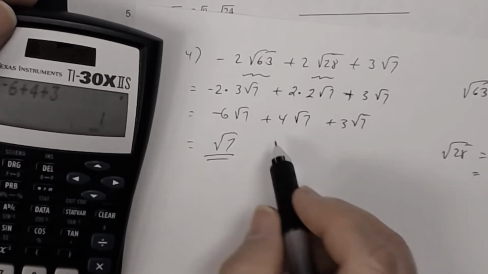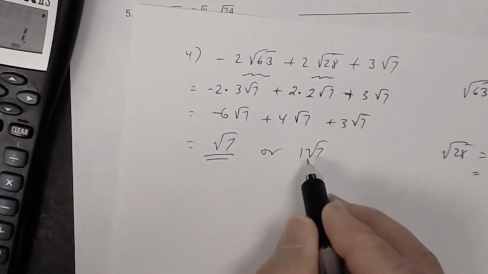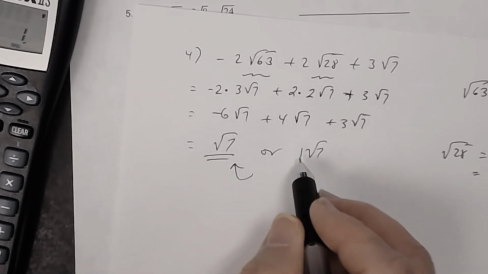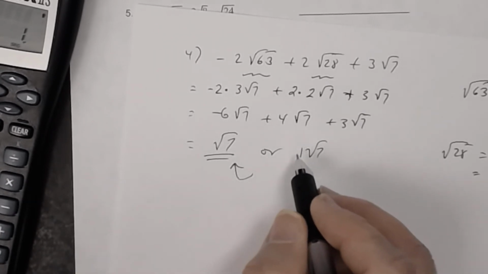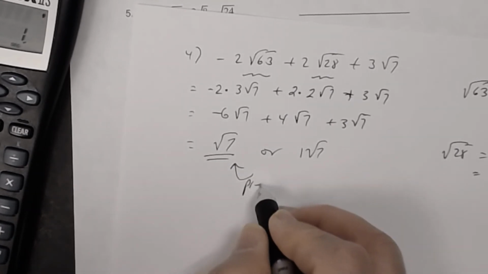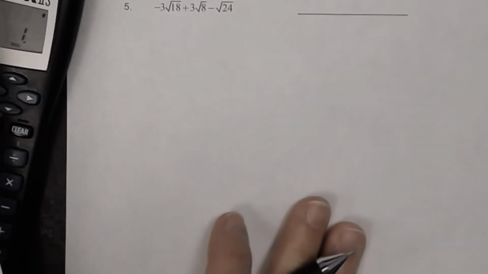Okay? Now, some of you are going to write it like this. We prefer this, all right? So don't write it like this. It kind of implies that you don't know that you can leave the 1 off. Because right here, that's understood to be a 1. So that's what we prefer. Okay, so write it like that. All right, so that's number 4. So number 4 is square root of 7.